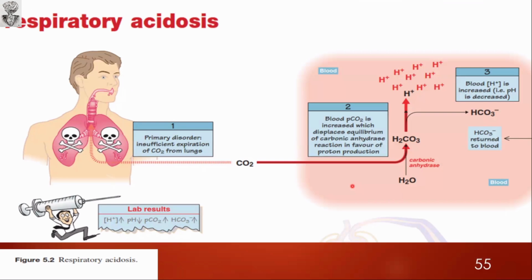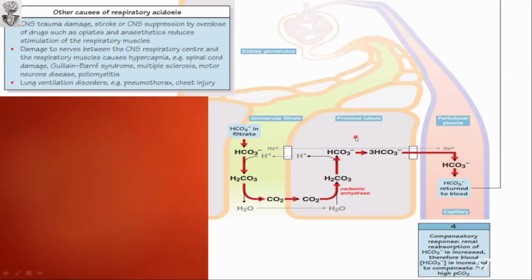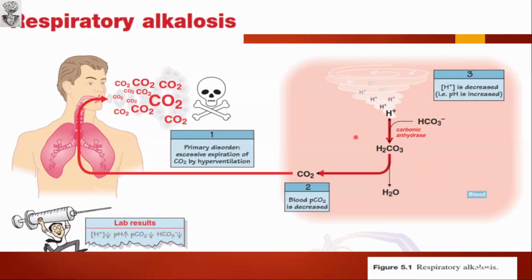In respiratory acidosis, the cause is something related to the lung or respiratory system, and the compensation will start here by having high bicarbonate and releasing hydrogen ions from the body with the help of the renal system in order to compensate the respiratory acidosis. And in respiratory alkalosis, we have vice versa.